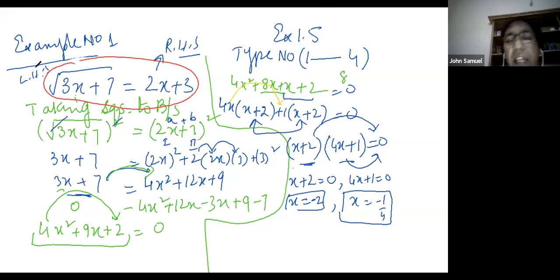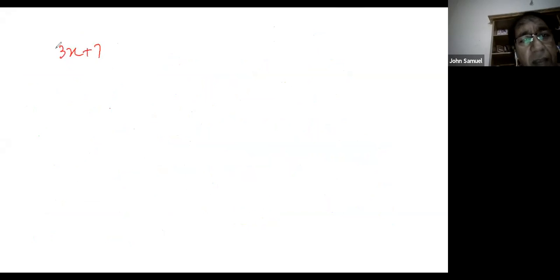And we will make sure that we are getting the solution set or not. Let us try. I will write the values once again for you. One is minus 2 and the other is minus 1/4. So once again, I'm writing the question, my dear students. The original question is the square root of 3x plus 7 is equal to 2x plus 3.